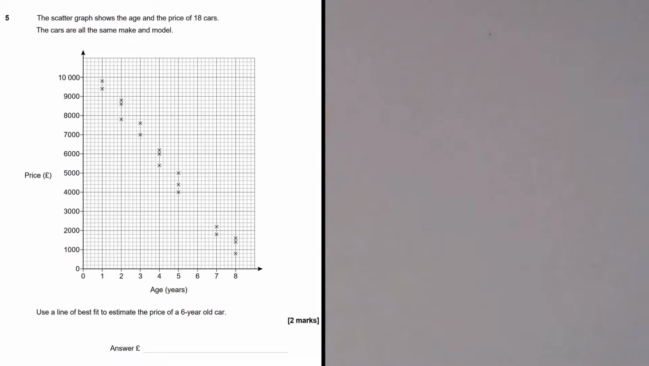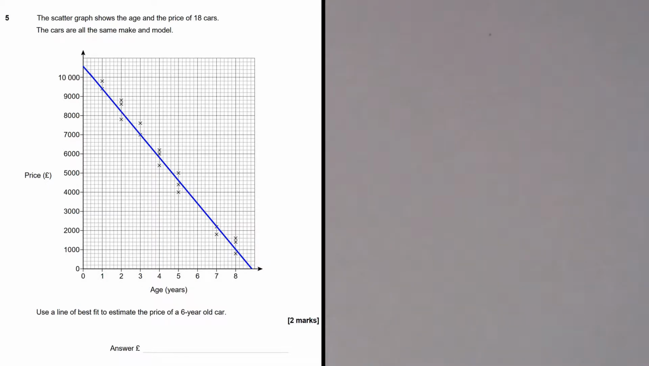Question 5 gives us a scatter graph that shows the age and price of 18 cars. We are given that the cars are the same make and model. The question asks us to use a line of best fit to estimate the price of a 6-year-old car. So the first thing we need to do is to draw our line of best fit. Make sure you use a ruler for this, guys, okay?